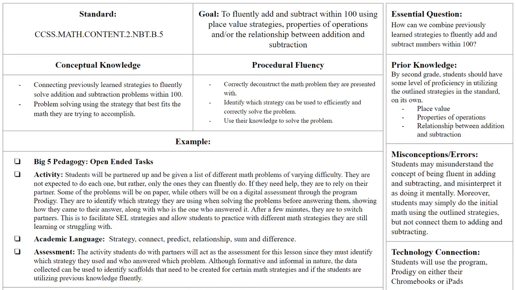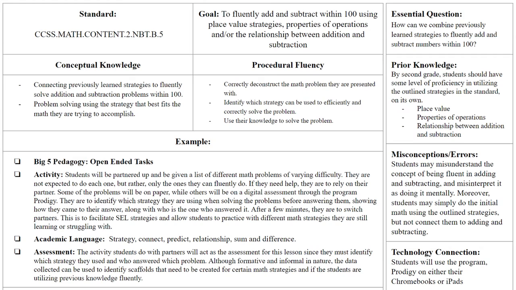In order to do this, students must first be able to understand place value, properties of operation, and the relationship between addition and subtraction. With this standard, common misconceptions or errors may occur when students try to do addition and subtraction mentally, despite being fluent in the concepts. Another error students may make is understanding place value and the properties of operation, but not being able to connect how this acquired knowledge relates to addition and subtraction.